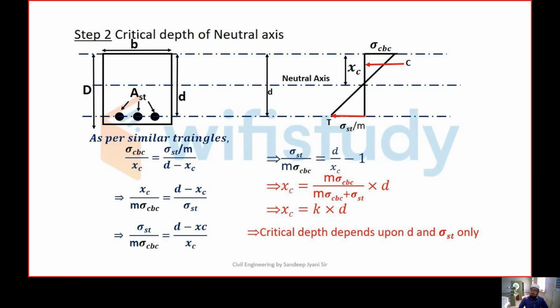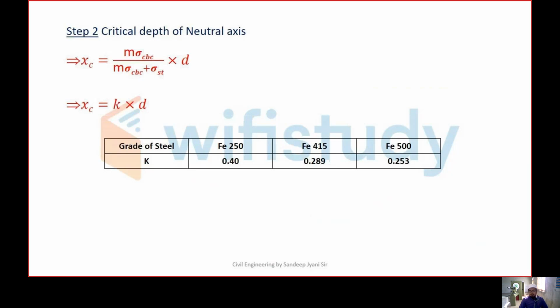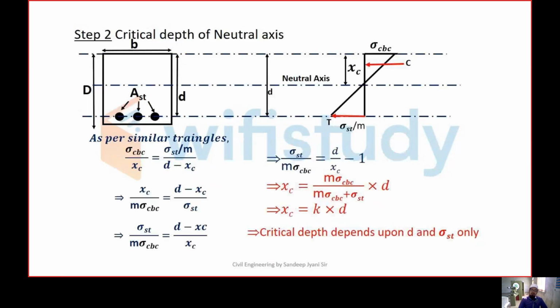So if we consider m sigma cbc by m sigma cbc plus sigma st as k, then overall xc is equal to k into d, and the critical depth depends upon d and sigma st only. What we understood from this equation is that the critical depth depends on d, that is the effective depth, and the stress in steel in tension.